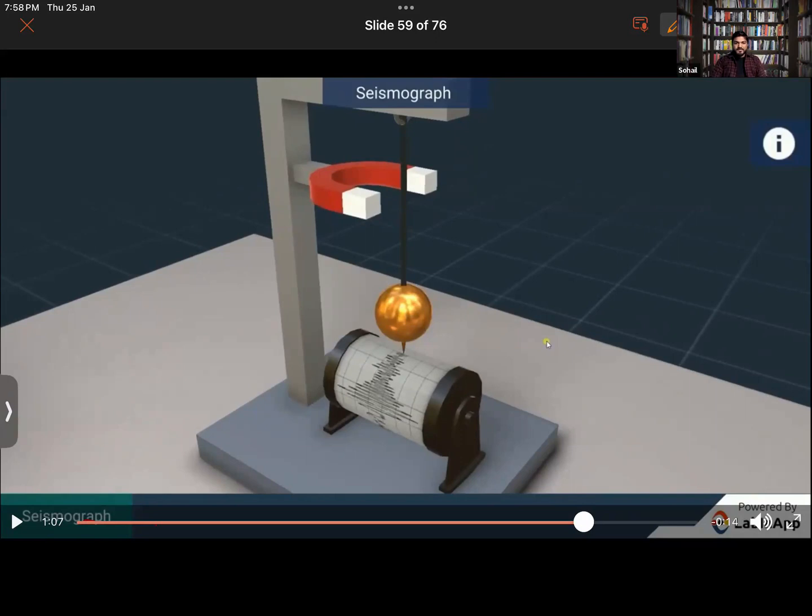Hope it is clear. Sir, it's the chart paper in a rotating drum, the seismogram. It is basically a graph paper. And as the tremors shake the whole instrument, the pen will be drawing a graph over it. So I think that is the thing about it.